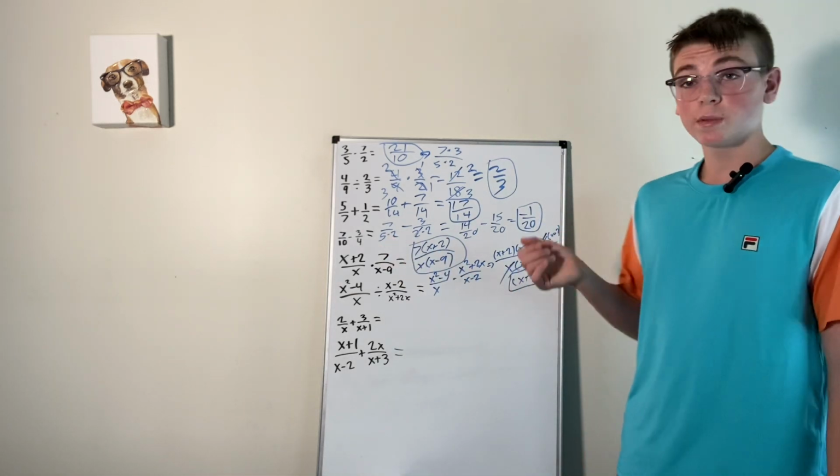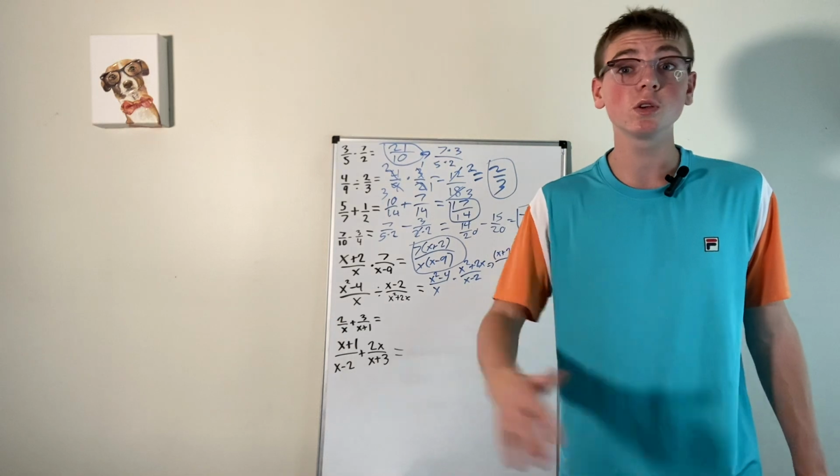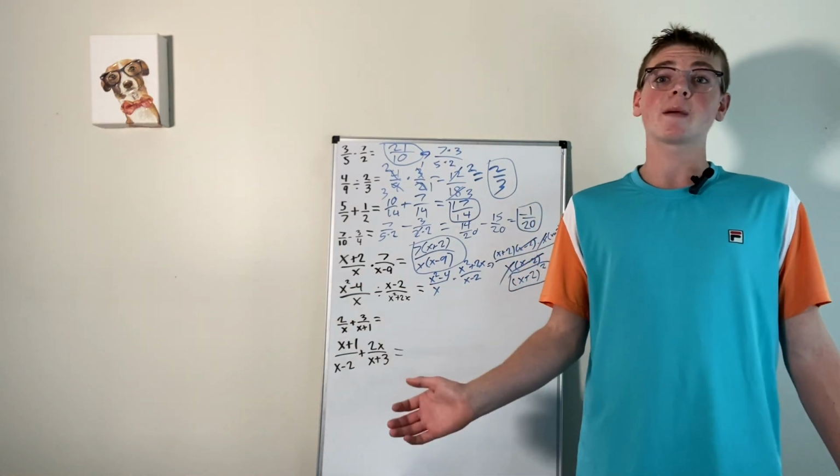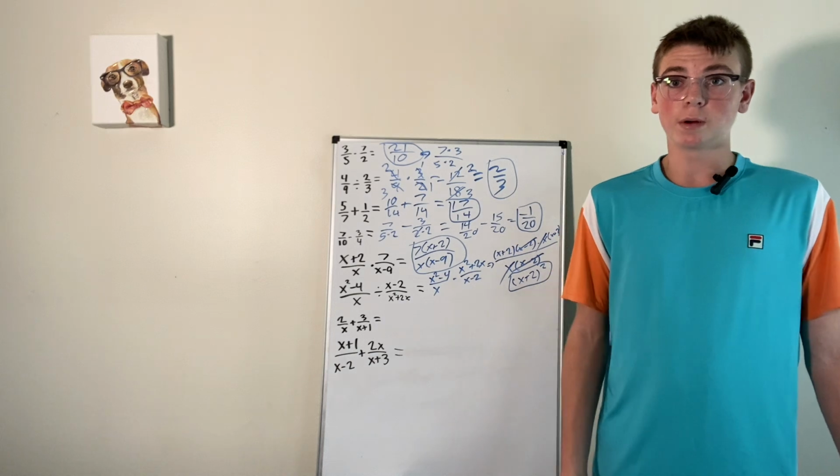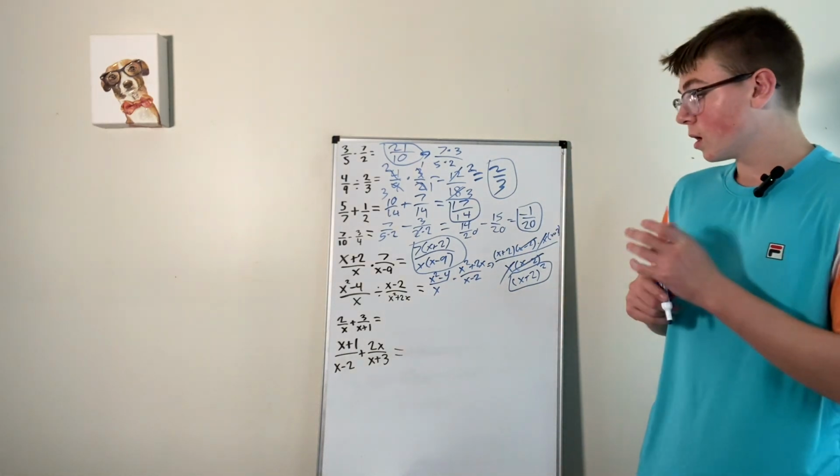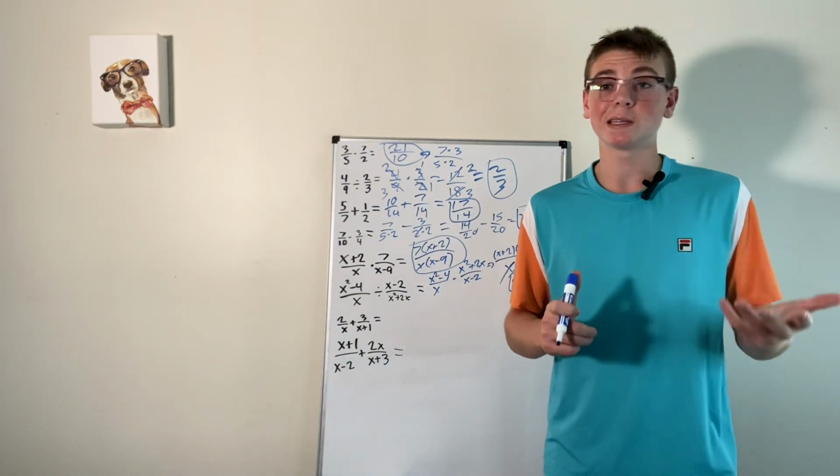Okay, now that we've done division and multiplication, super easy. You shouldn't really even have to think about those. You're just like, oh, flip, or oh, multiply across. Now we get to addition and subtraction.